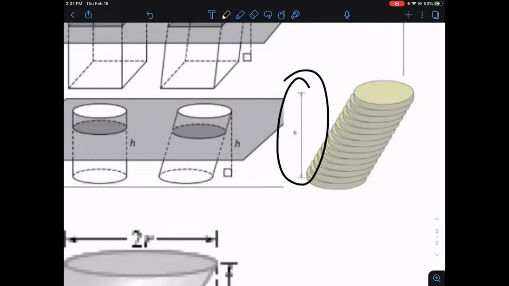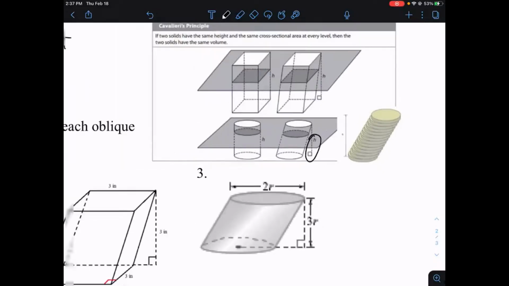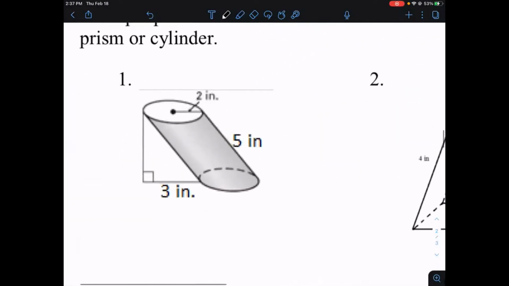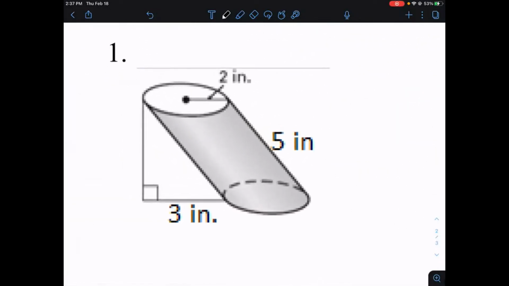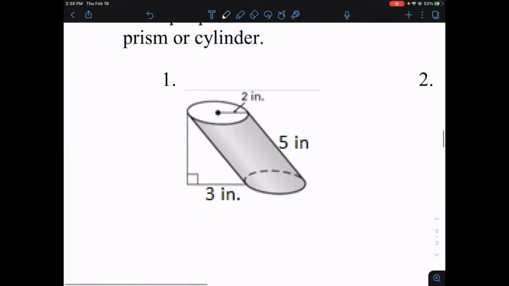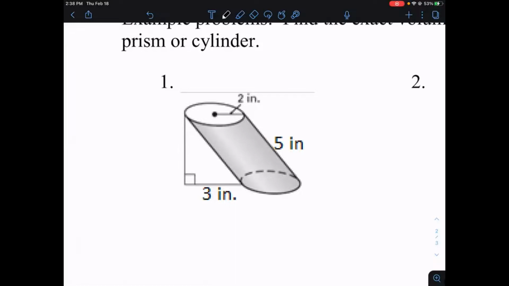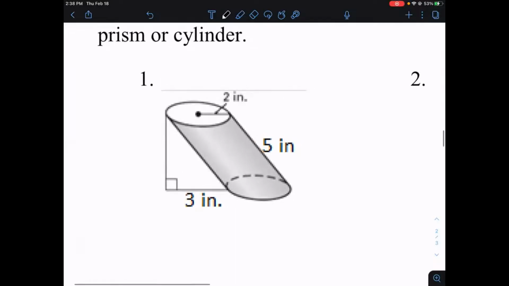Okay, so again, as has been the big theme today, the height must always form a right angle with the other measurement. Okay, so for example, let's look at this oblique cylinder. Okay, so we've got several numbers here. First, we can get the area of the base. All right, so this is a circle with radius 2.